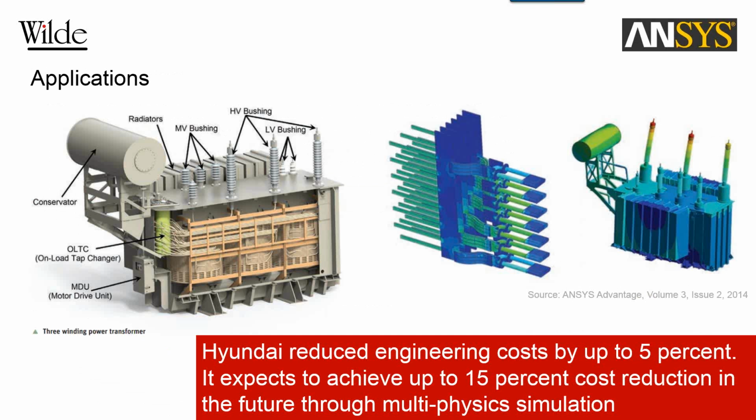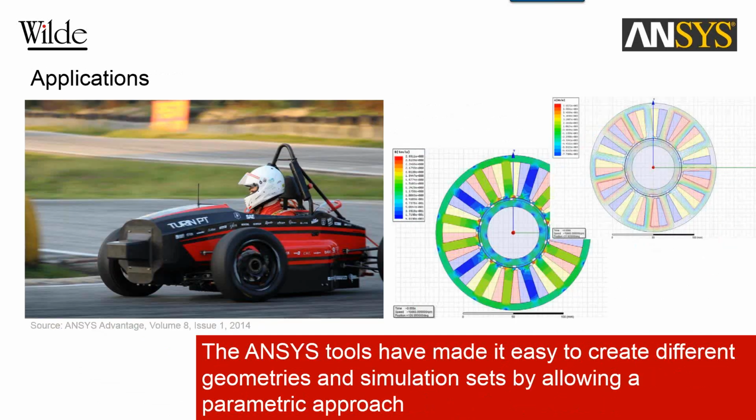Also, as you can see, it was a great business benefit to Hyundai because it drove down costs and it increased efficiency by 15%, which is always a good thing. Another application is an Italian university racing team. They were redesigning their motor. And again, ANSYS Maxwell was used in a parametric sense to vary geometries and boundary conditions quite easily.